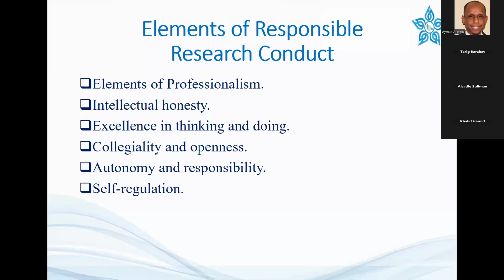And we have to be very responsible in everything, and we have to be self-disciplined. Self-regulation is a must for a researcher in order to generate knowledge. You have to be very fussy and meticulous in all the steps of conducting your study or reporting them.